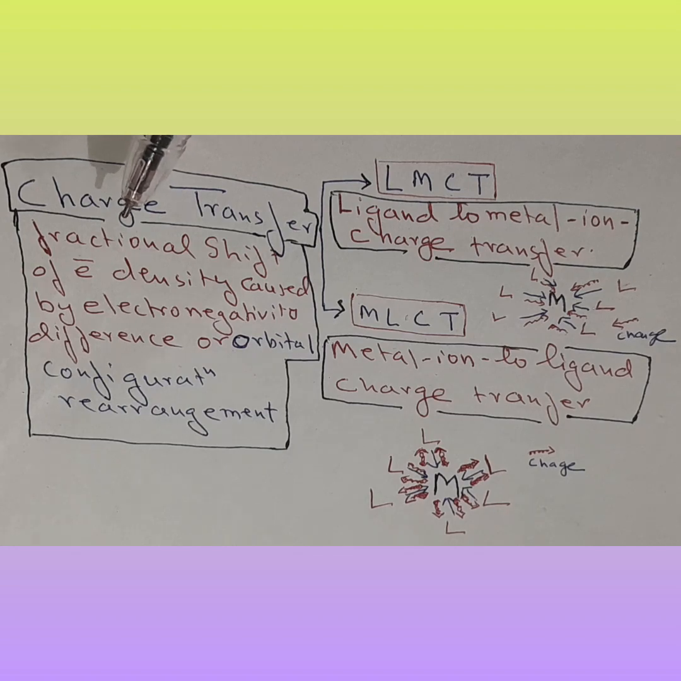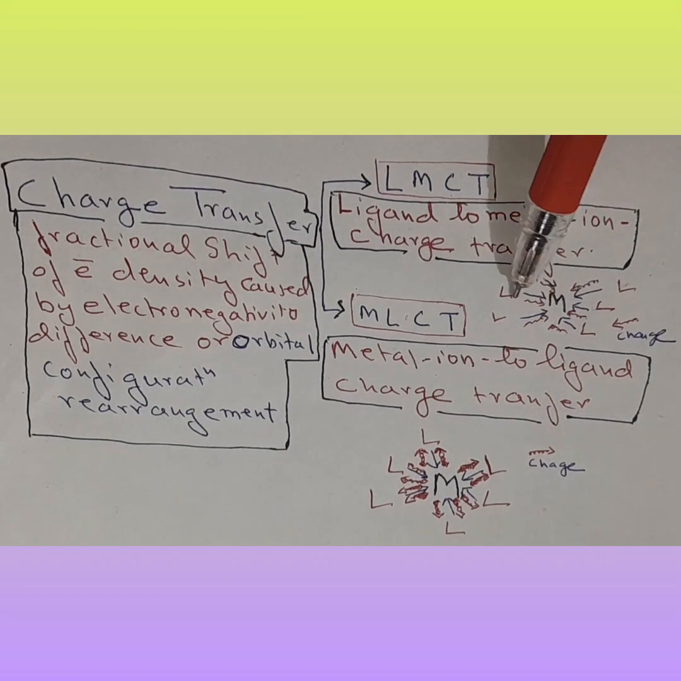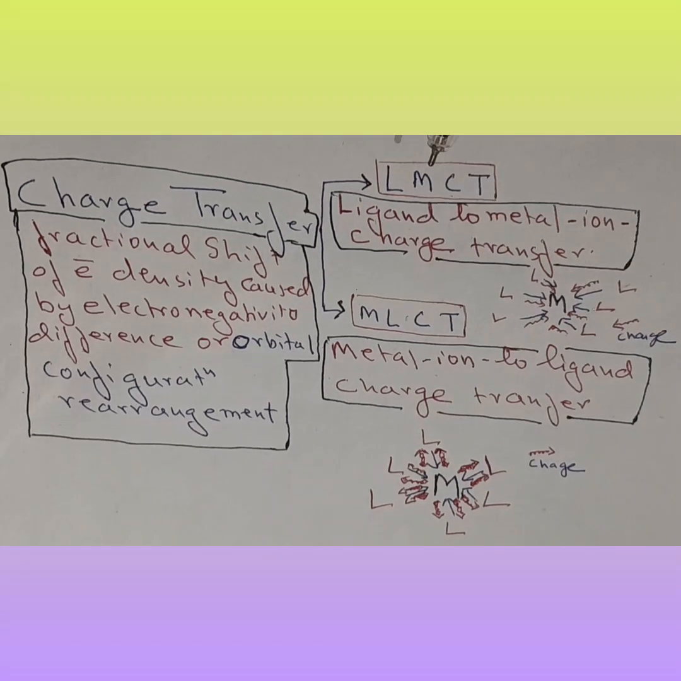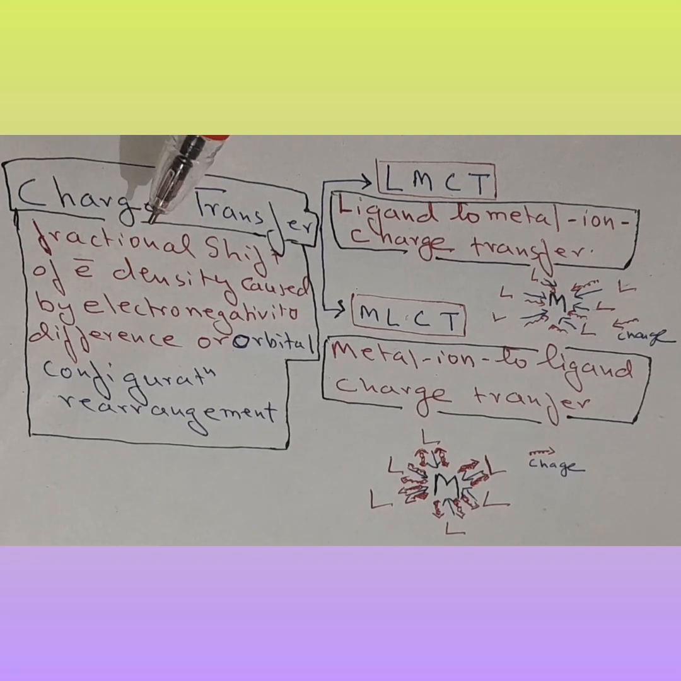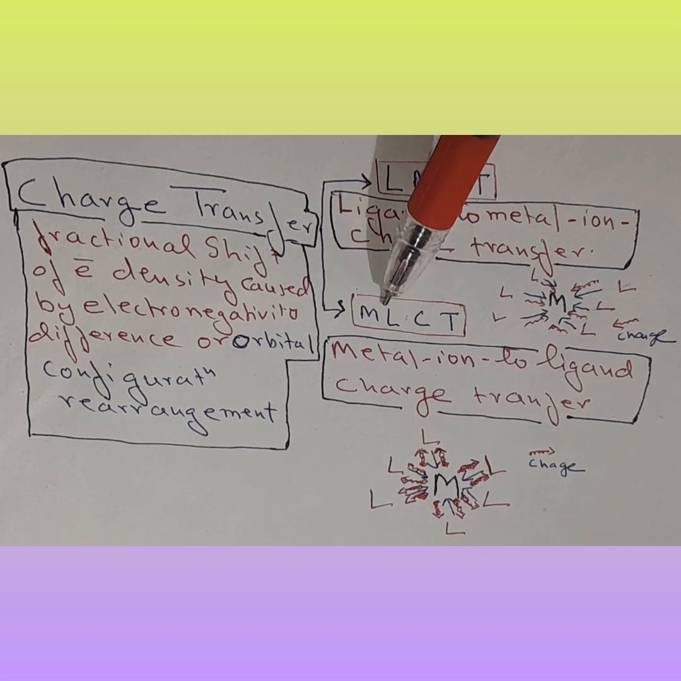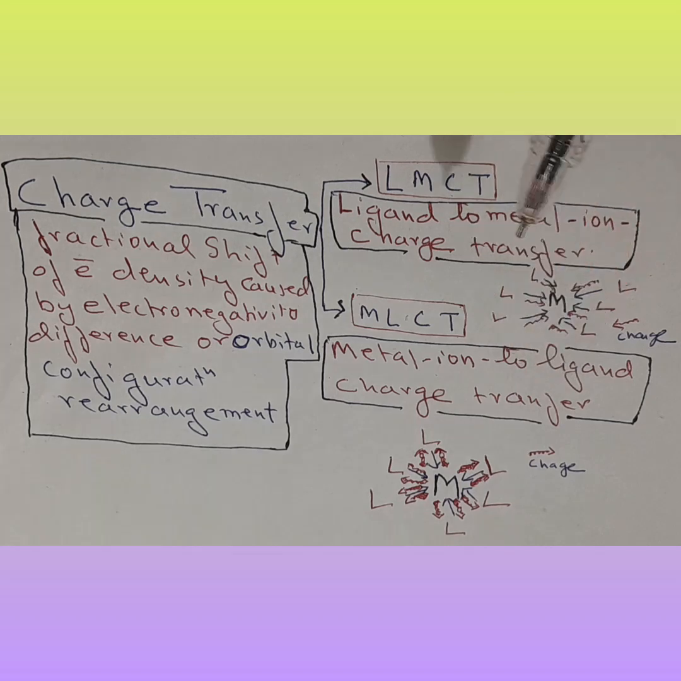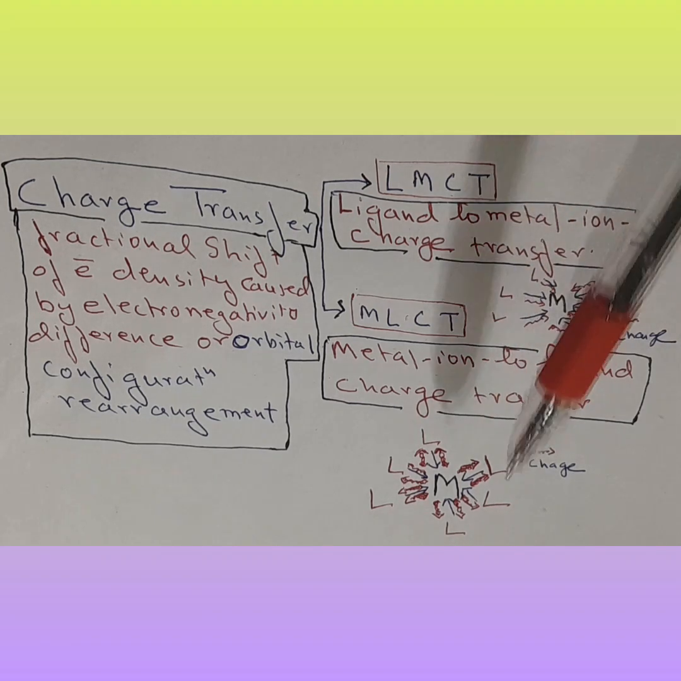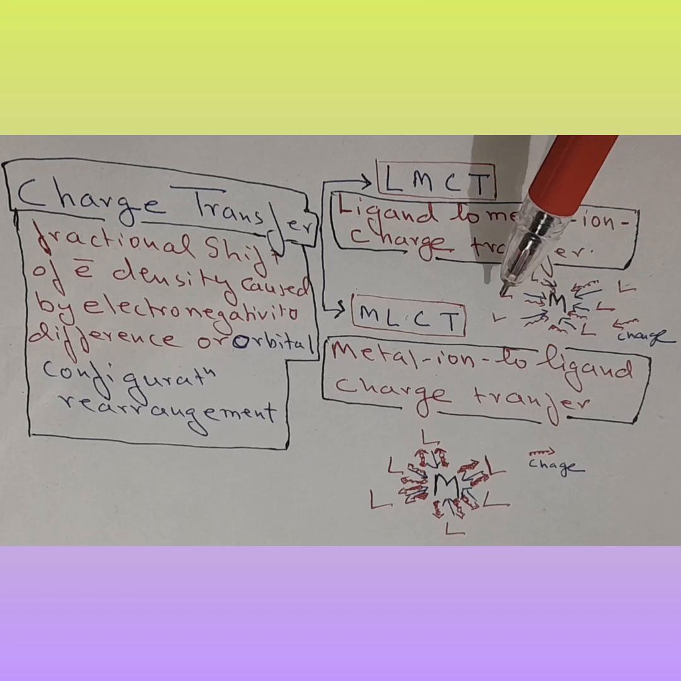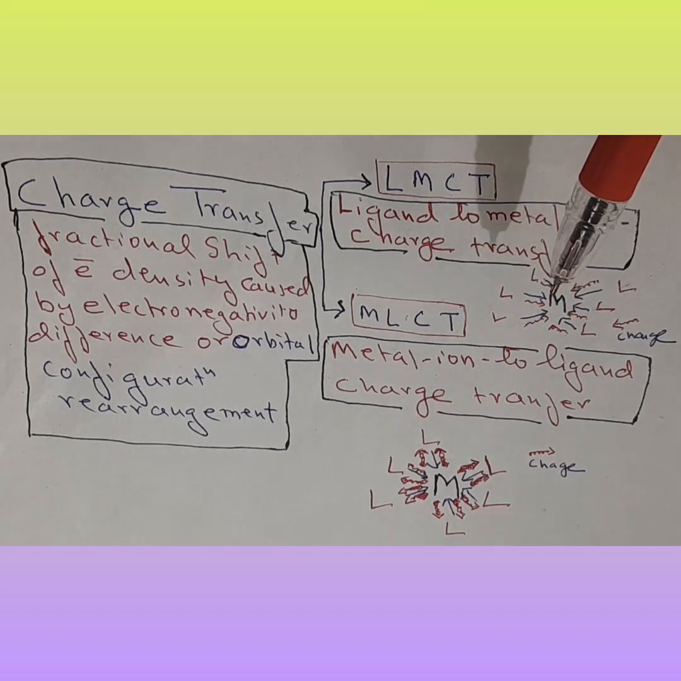Now when we have a metal complex, we are talking in terms of octahedral, so I have shown 6 ligands here. Charge transfer occurs via 2 means. One is LMCT, that is ligand to metal ion charge transfer, and the other one is MLCT, metal ion to ligand charge transfer. I've just tried to depict both the situations. This is the metal and these are 6 ligands, since we are speaking about octahedral complexes.